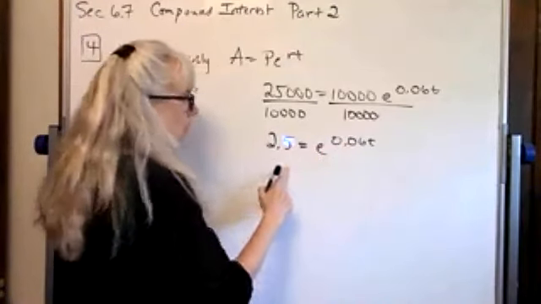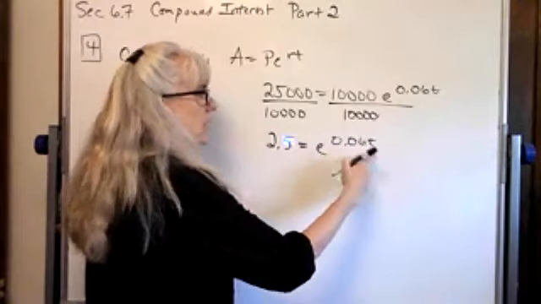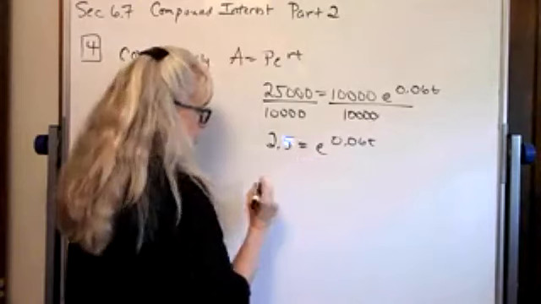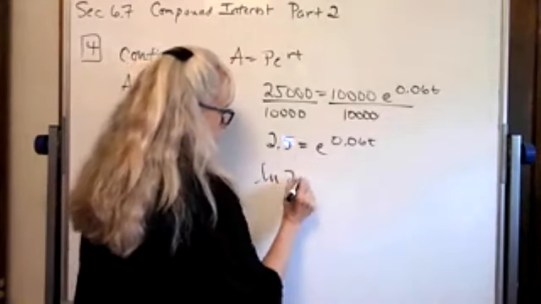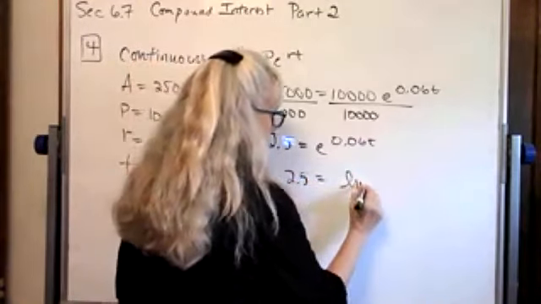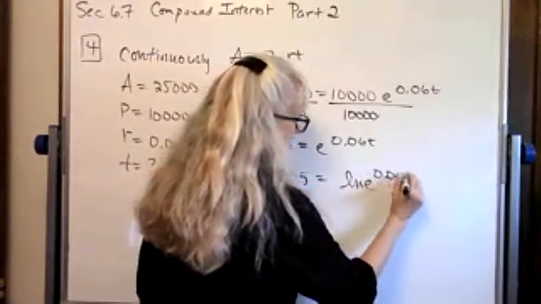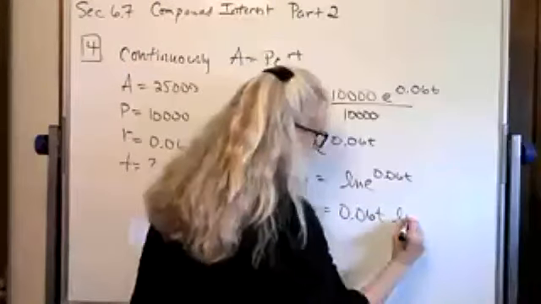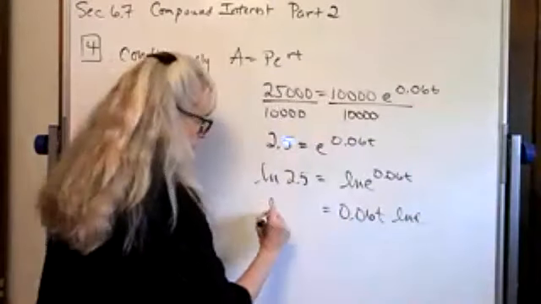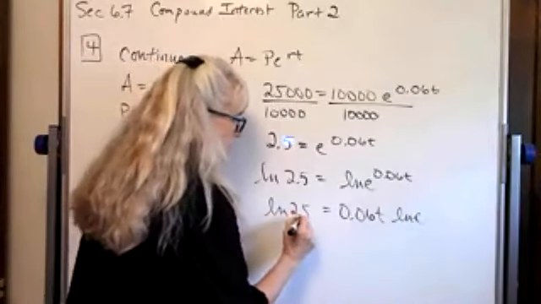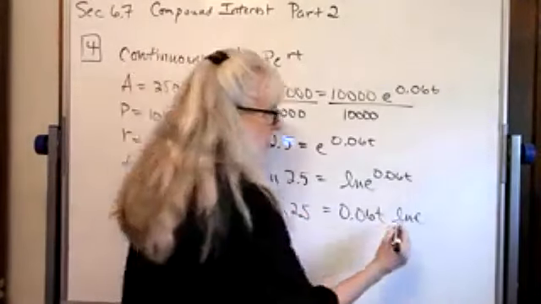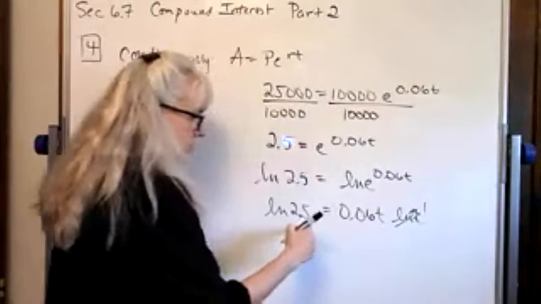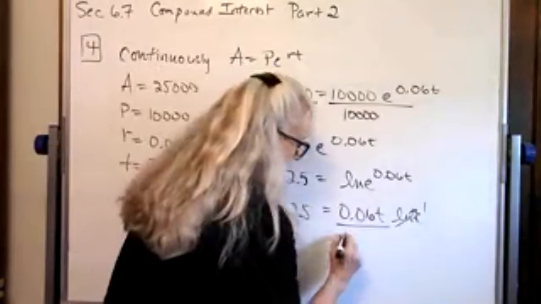So, okay, now the only way we have of bringing the t down out of the exponent spot is by taking the log of both sides. And because we're dealing with e, we'll do an ln. So the natural log of 2.5 is equal to the natural log of e to the 0.06t. And again, that lets me move the 0.06t out in front of the natural log of e. And the reason we use natural log is because the natural log of e is 1, and that's going to disappear on us. So now we just have 0.06t is equal to the natural log of 2.5. We'll divide out the 0.06.